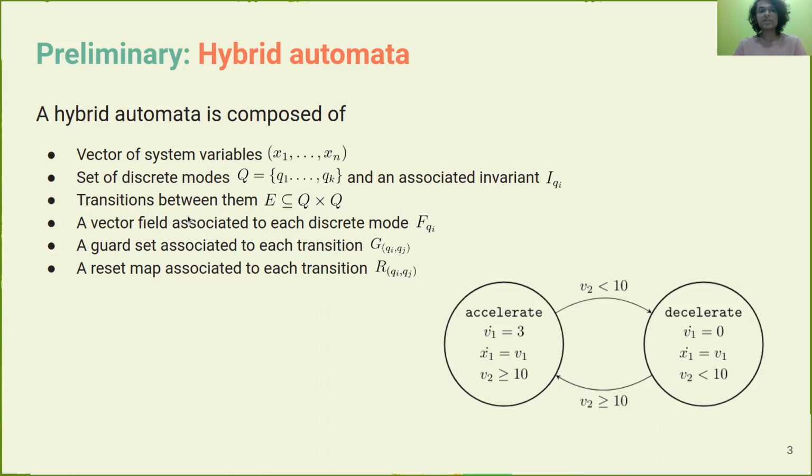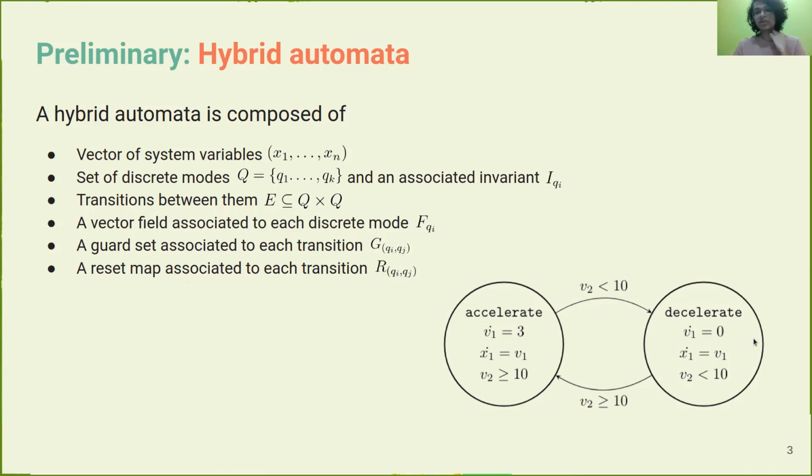And we have a set of transitions between the discrete locations. In this case, we have two transitions, one going from accelerate to decelerate, and another going from decelerate to accelerate. And we have some continuous time behavior within each of the discrete locations described by a set of differential equations. These basically model how each of the system variables evolve when the system is in each of these two discrete locations.